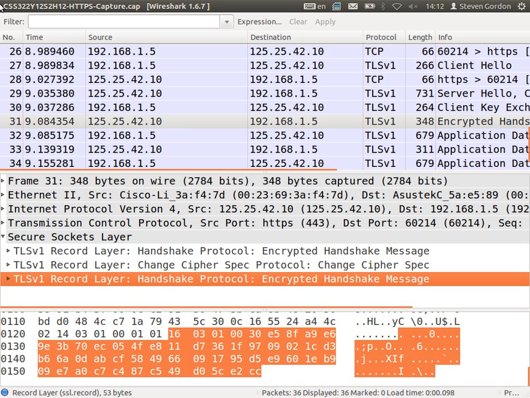We may show another example capture at a later stage and return to the details of the protocol in a different topic. Let's stop there.